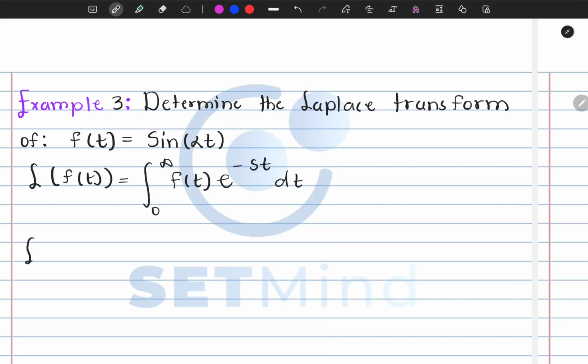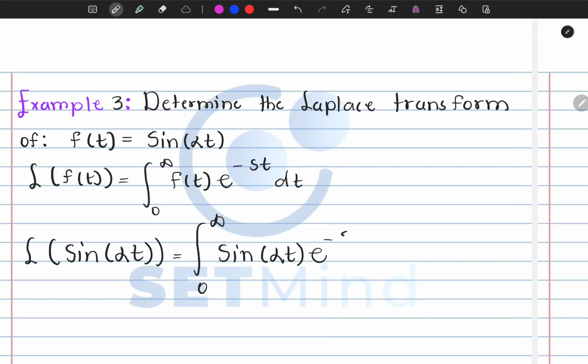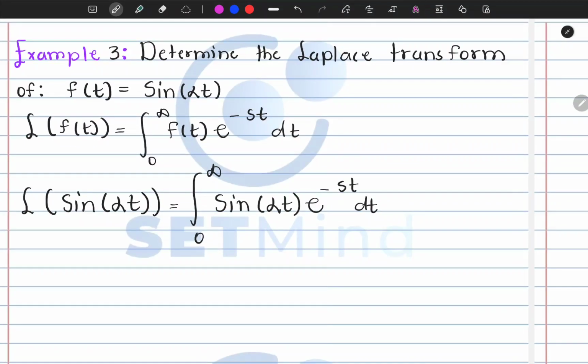multiplied by e to the negative st dt. So when we're looking at the Laplace transform of sine of alpha t, it will be equal to the integral from 0 to infinity of sine of alpha t multiplied by e to the negative st dt. This is our integral which has been set up, and we now need to think very carefully in order for us to work this integral properly.